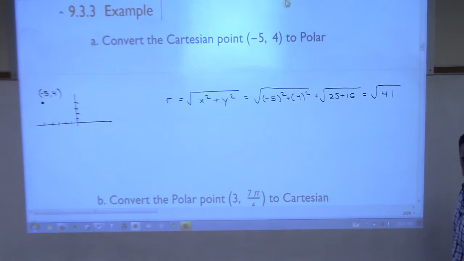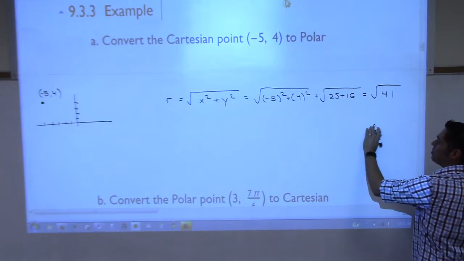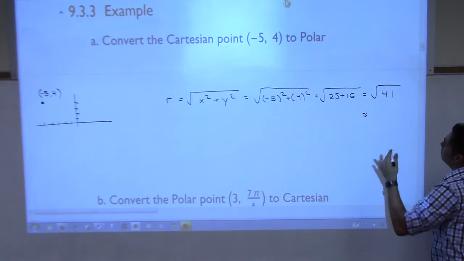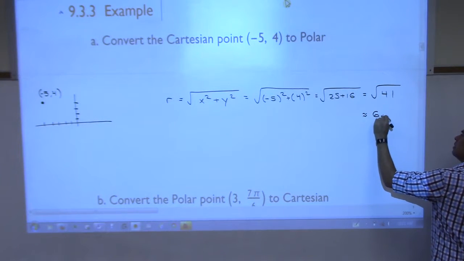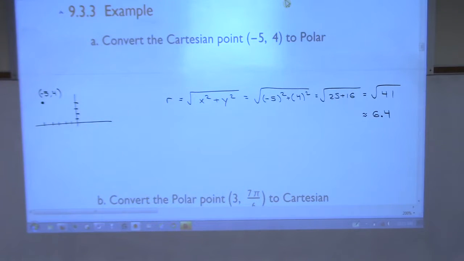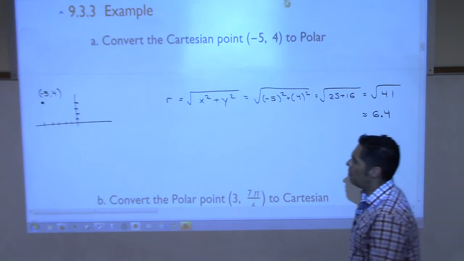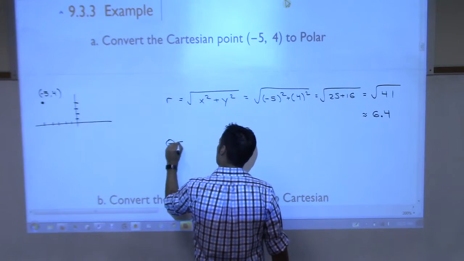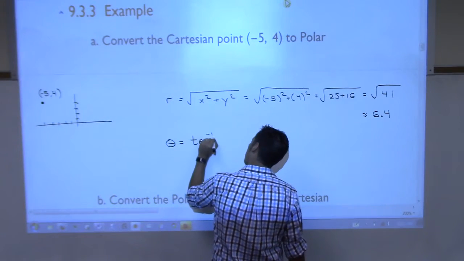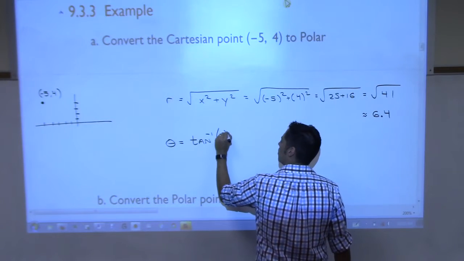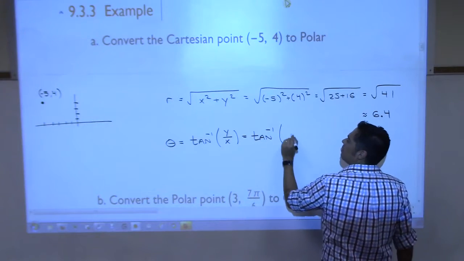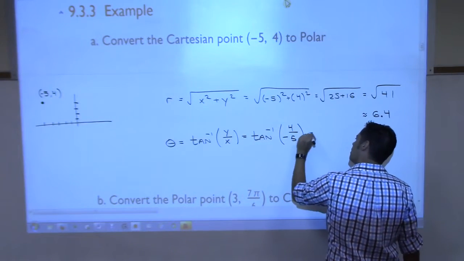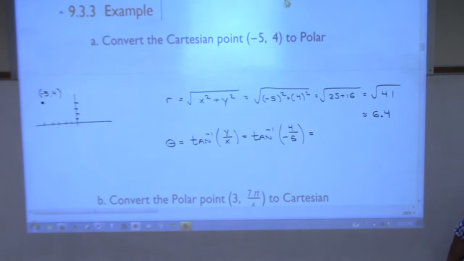Let's do root 41 on the calculator, just to give us an idea of what that is. It's about 6.4. All right. Now, what about the angle? Because we need that also. This is arctangent of y over x. So this is arctangent of 4 over negative 5, which is, now you're going to have to be careful what mode you're in on your calculator, radian or degrees.